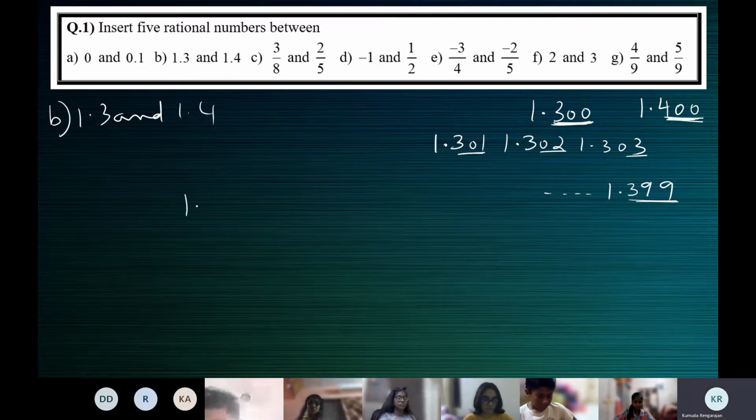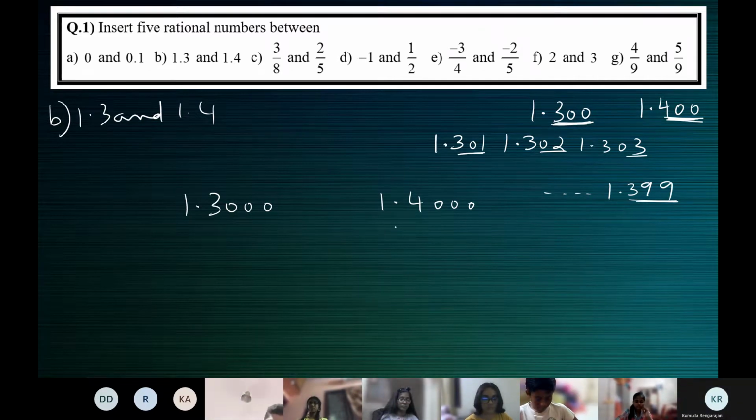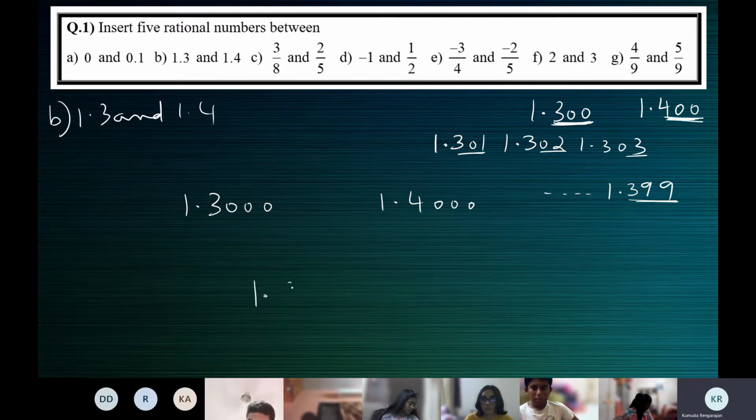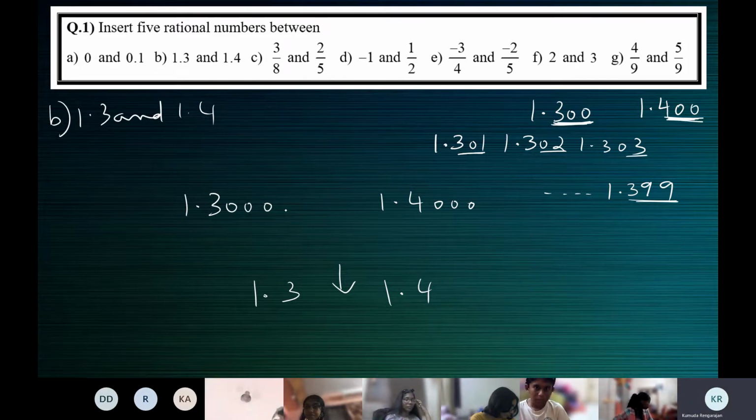You can also treat 1.3 as 1.3000 and 1.4 as 1.4000 like this. Do we understand? See, we are increasing the space between the two numbers. When it was 1.3 and 1.4, we feel there is nothing in between. How can I insert a number between 1.3 and 1.4? You can widen the space between them by adding zeros like this.